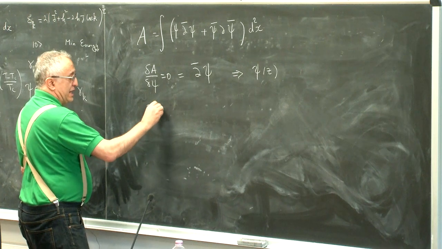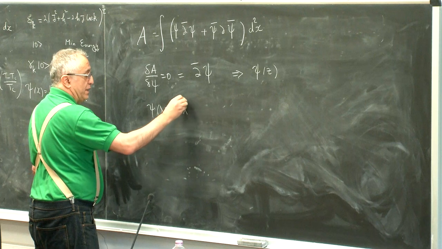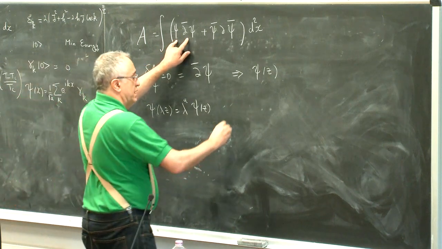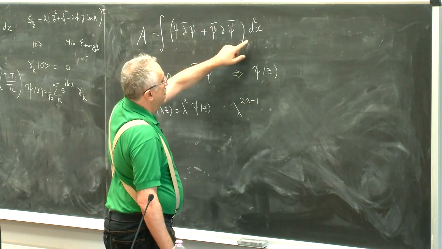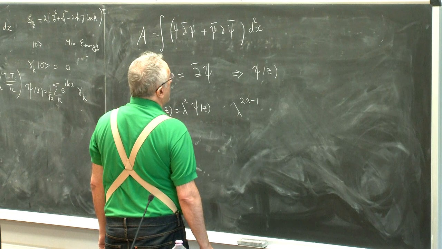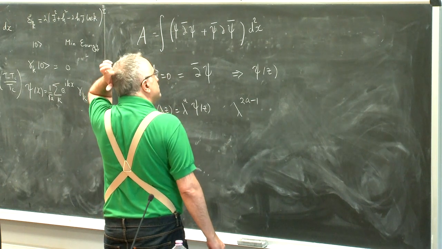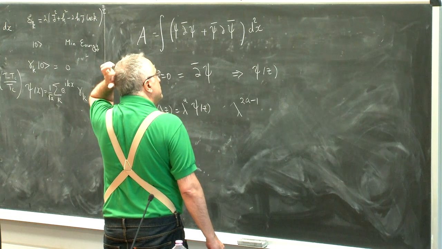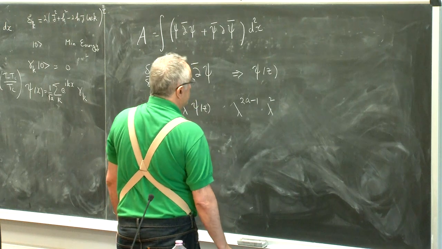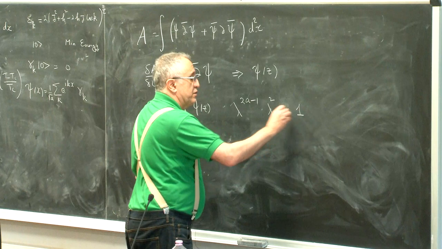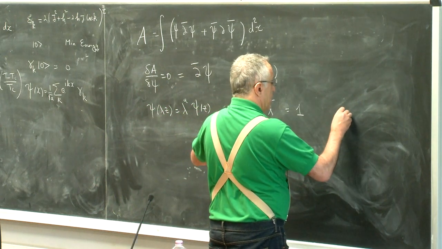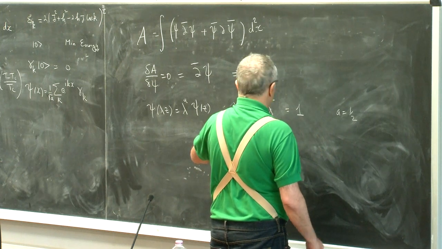Let's do something. Let's say epsi lambda z is equal to some power of lambda times epsi of z to test a scale invariance. What I get then for this term is lambda 2a minus 1, from here I get lambda squared, and this one I want to be 1. I want it to be scale invariant. Therefore, a comes out to be minus 1.